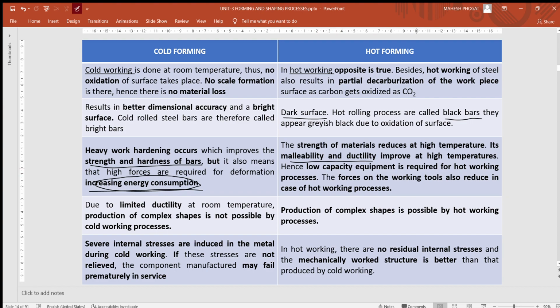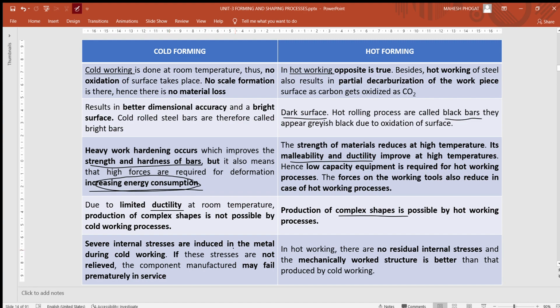Very low capacity equipment can be used for hot forming because the forces required to deform the metal are less. Due to limited ductility at room temperature, ductility will be a problem in cold forming, so production of complex shapes is not possible because the strength keeps increasing as you apply more and more force. That is not the case in hot forming. Production of complex shapes is possible because you are already applying temperature, so malleability and ductility are very good, and thus you can easily create complex shapes of components.